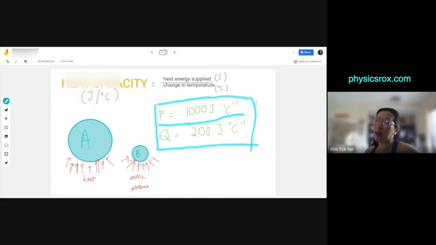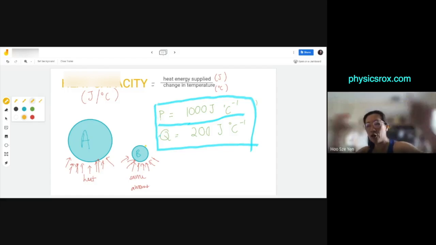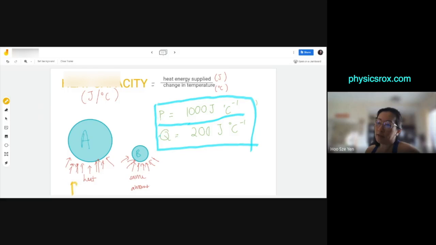So let's look at this now, A and B. Let's say A and B both are copper. You think the number for P, is it suitable for A or for B? What do you think? Let's say we draw the line and cross and try to imagine. P, okay, you say P is suitable for A, okay. So that means B is Q, logical or not? I agree with you. More logical because A needs more energy because it's larger. Okay, everyone can follow me so far?